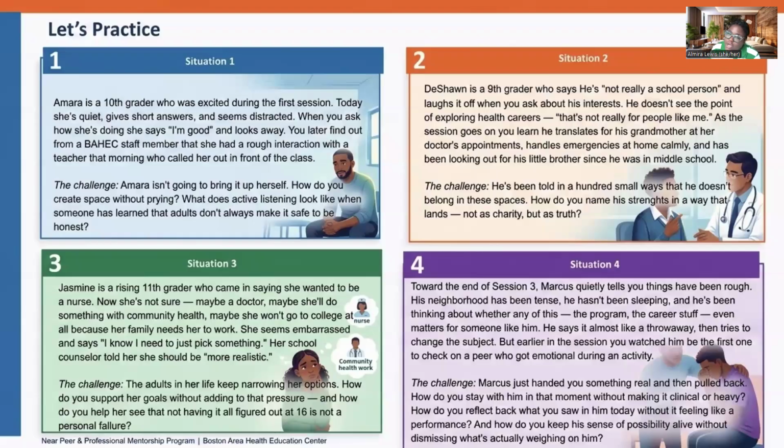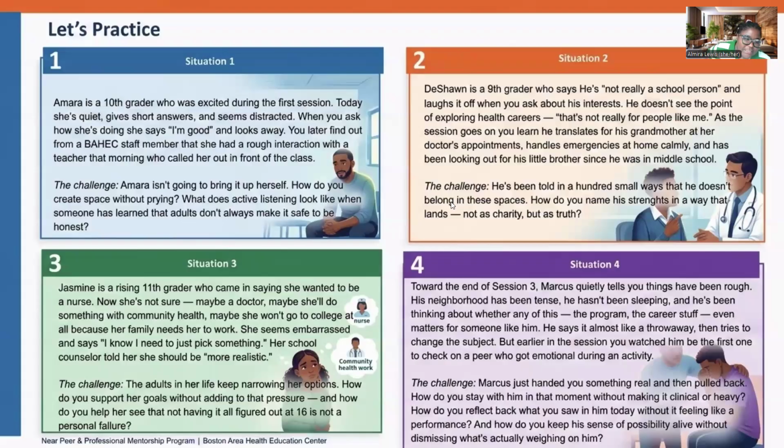Situation two. Deshaun is a ninth grader who says he's not really a school person and laughs it off when you ask about his interests. He doesn't see the point of exploring health careers. That's not really for people like me. As the session goes on, you learn he translates for his grandmother at the doctor's appointments, handles emergencies at home calmly, and has been looking out for his little brother since he was in middle school. He's been told in 100 small ways that he doesn't belong in these spaces. How do you name his strengths in a way that lands, not as charity, but as truth? Take a moment again to reflect.